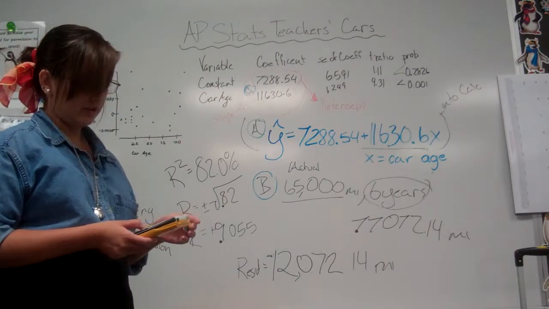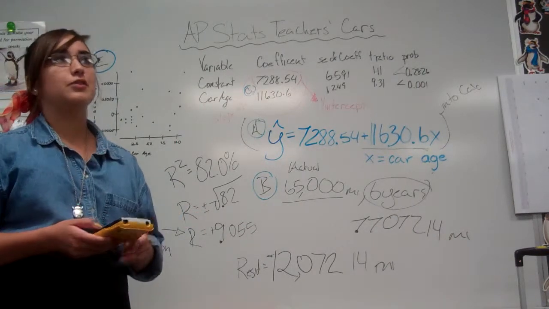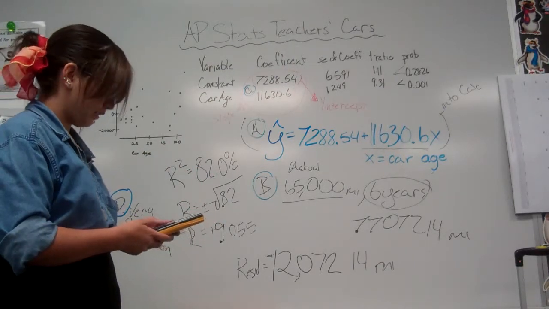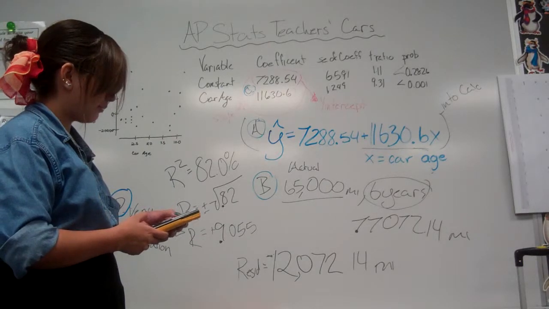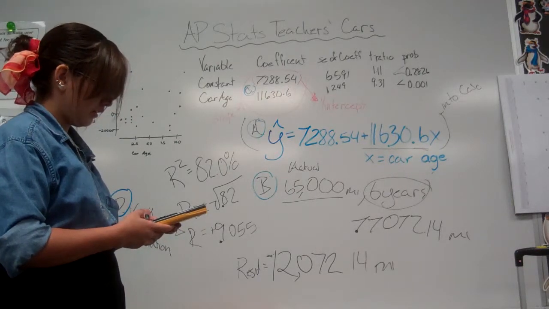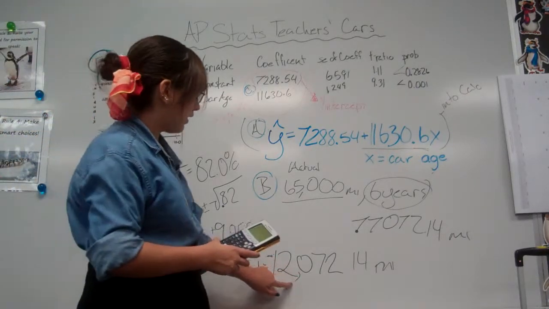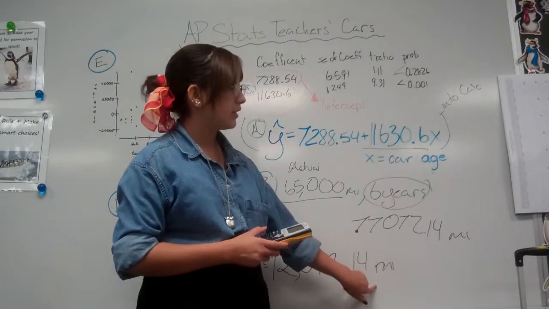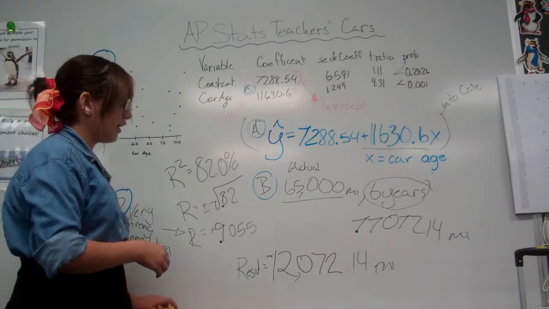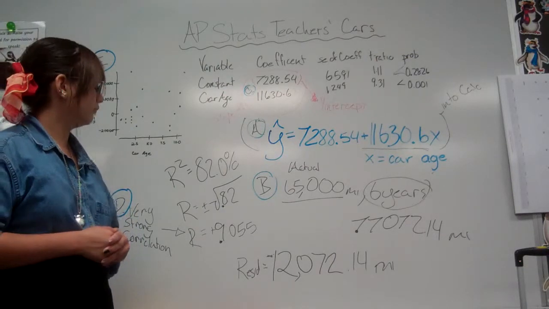We would take this number and subtract it from 65,000. Wait, no, scratch that. We would subtract the predicted value from 65,000. Why is that? Because to find the residual, you take the actual value and subtract the predicted value from it. So it would be 65,000 minus 77,072.14, and we find the residual is negative 12,072.14 miles, indicating that the predicted value was 12,072.14 miles above the actual. Okay, so that was B.